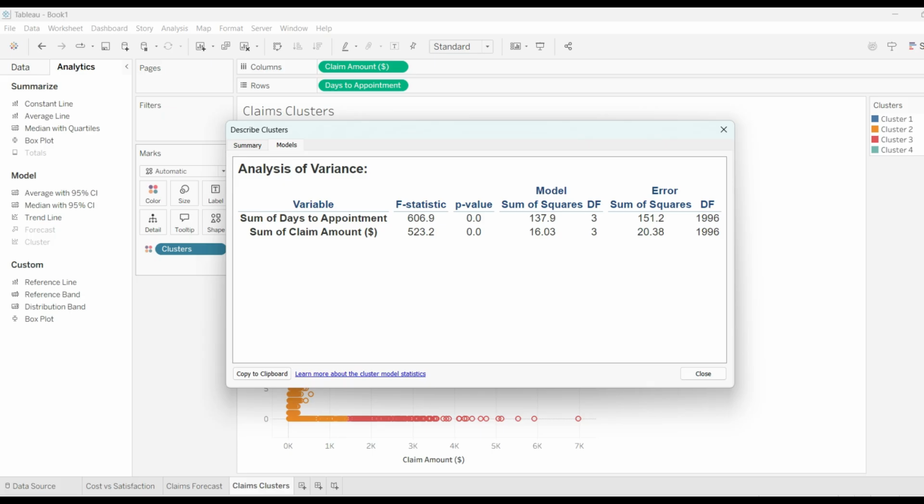So the exact clusters are going to depend on the data, but the point is that the algorithm found these groupings without you telling it anything about provider type or diagnosis. It grouped it based purely on cost and wait time, and the groups correspond to real healthcare delivery patterns, okay?